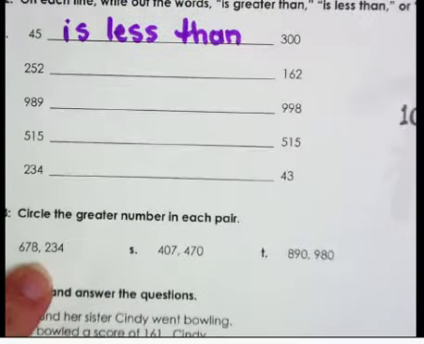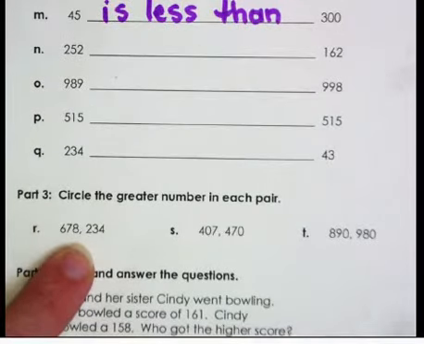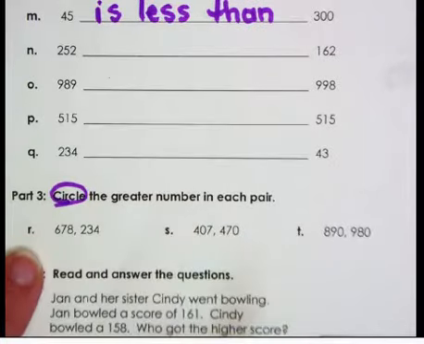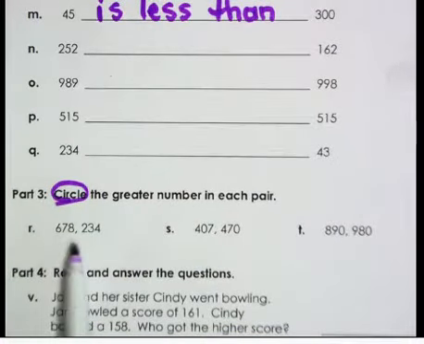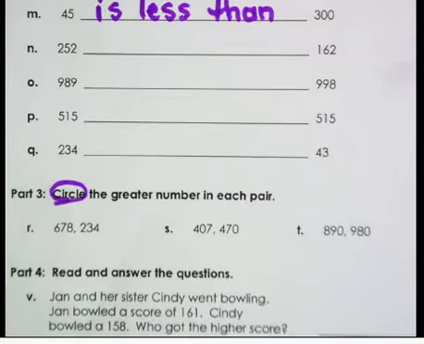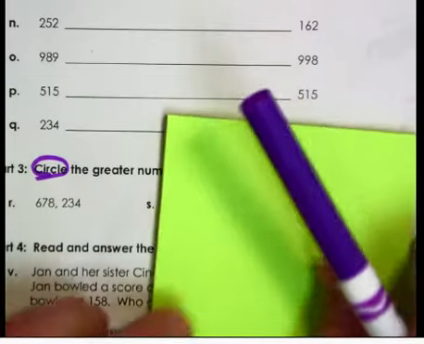And this next one, circle the greater number in each pair. So this one you're not going to draw the symbol. It says to circle it. Okay, 678, 234. Well, let's compare those. We draw an HTO chart here. I don't have any more drawn, but I'll draw you one.